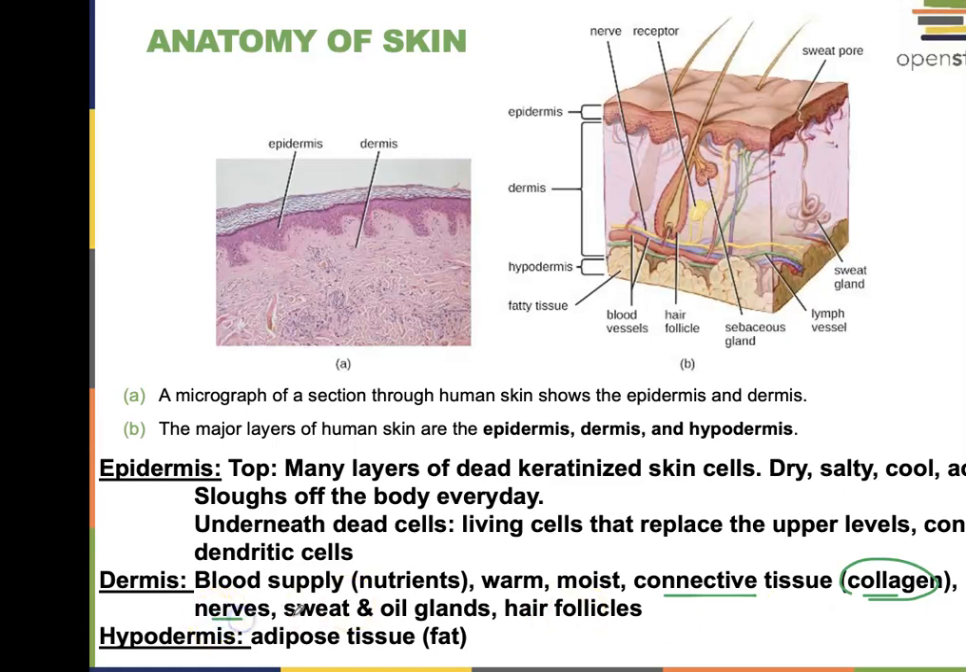We have our nerves in our dermis. We have our sweat glands and oil glands in our dermis, and we also have our hair follicles. So lots of stuff in the dermis, right? And then the hypodermis, this here is all going to be predominantly fat. The hypodermis is fat tissue, but it also contains a blood supply.